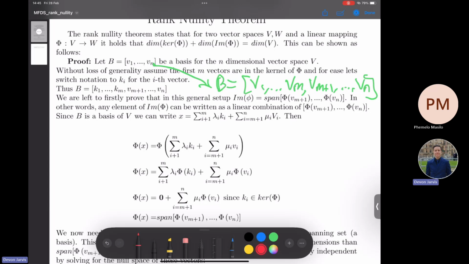Okay, I'm just going to take these V's, and I'm going to call them K. K1 up to Km. All right? I'm just changing the name of them just so it's easy for us to keep them separate.